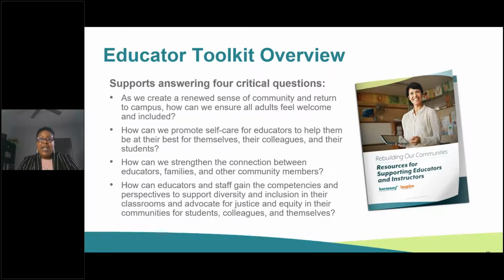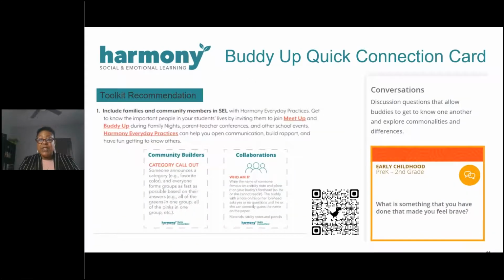So in our educator toolkit overview, we have these four critical questions: addressing sense of community, promoting self-care, strengthening the connection between educators, families, and other community members, and also how can educators and staff gain the competencies and perspectives to support diversity and inclusion in their classrooms and advocate for justice and equity in their communities for students, colleagues, and themselves. We have some examples that we'll showcase from both of our programs to help address those questions.